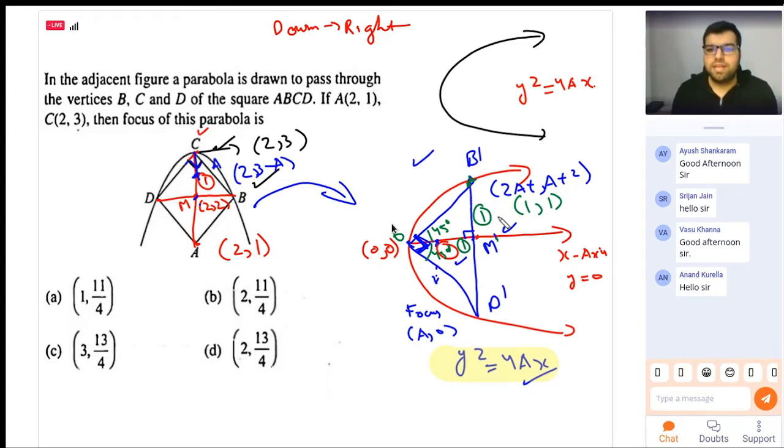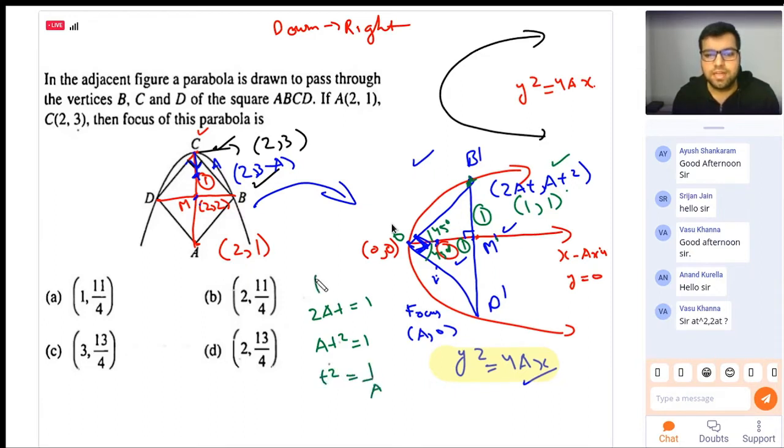If B' is 1 comma 1, just simply find out the value of A from here. So it will be this. Put at square equals 1 and put 2at equals 1. We have to find out the value of A. So what will you do? So t square is equal to 1 by a, and from here it is coming t is equal to 1 by 2a. So this becomes 1 by 4a square is equal to 1 by a. So a will get cancelled. This implies a equals 1 by 4. So I got to know that this focus is 1 by 4 comma 0. This is what I wanted to know.